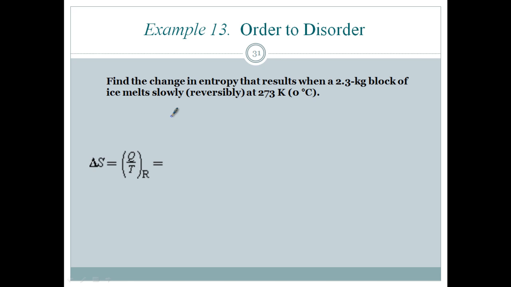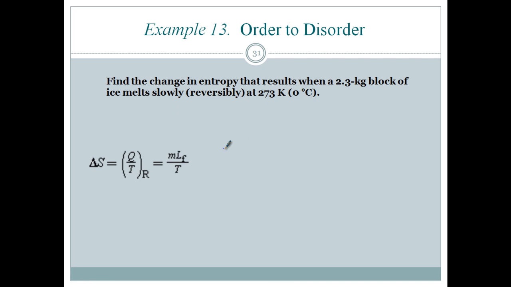Okay, just another easy problem. Find the change in entropy that results when a 2.3 kilogram block of ice melts slowly. We can reverse this process, so the entropy in the universe does not change, at 273 degrees K or 0 C.